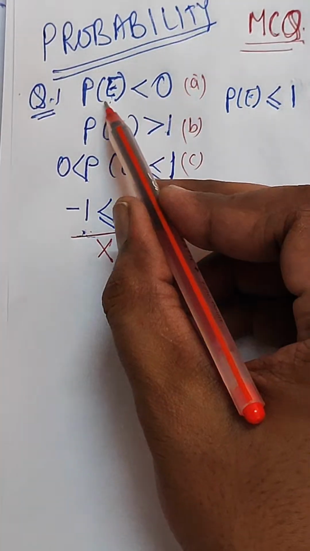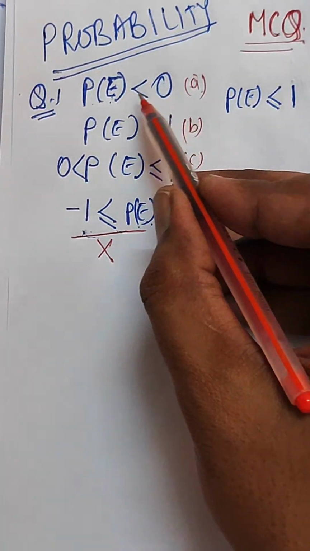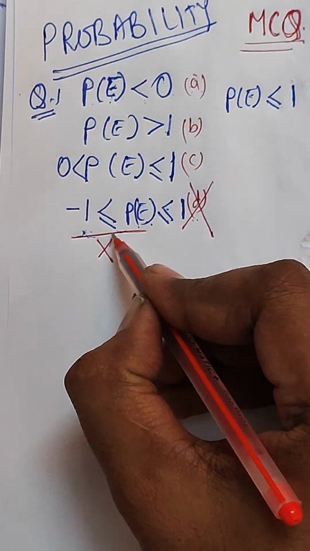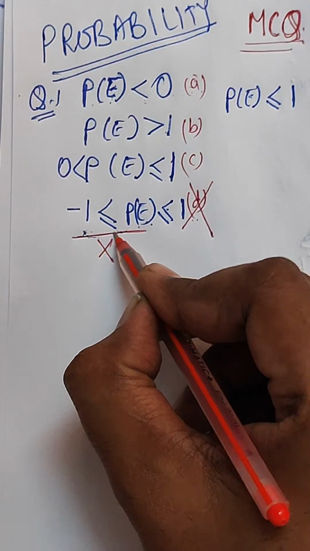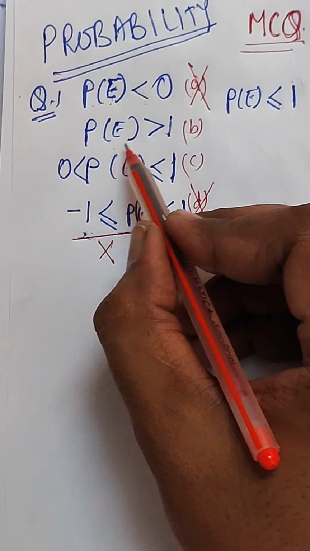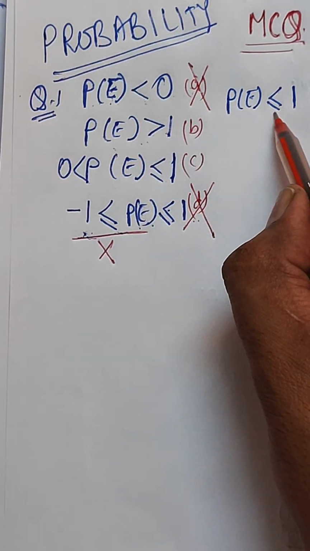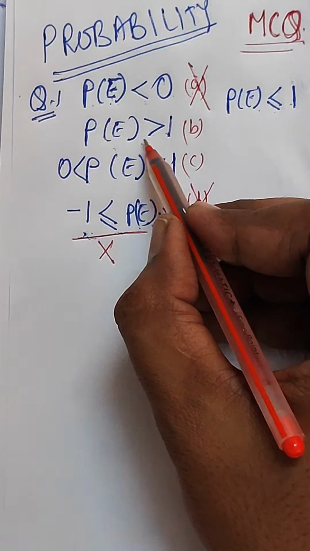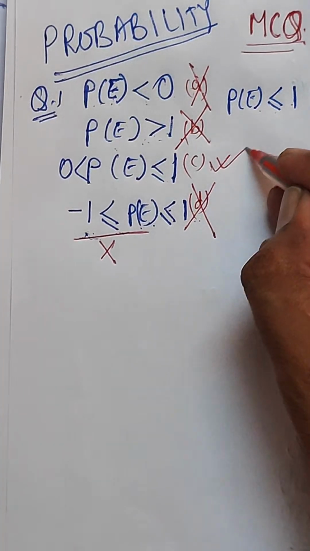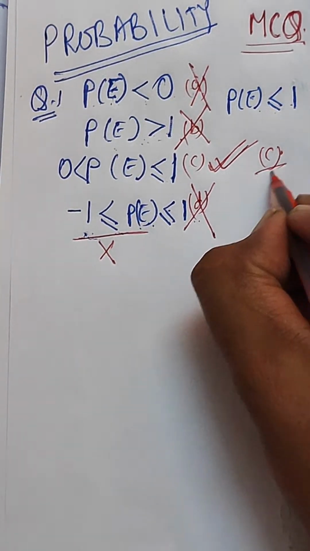And why is A wrong? Because probability of any event less than 0 cannot be possible. Probability of any event could not be less than 0. It could not be negative. So as we have just removed option D, option A will also be removed, right? And for greater than 1, probability of any event could be maximum 1, okay, or even less than 1, but could not be greater than 1. So in this way option B is also wrong. So the correct option is option C. Option C is correct, right?